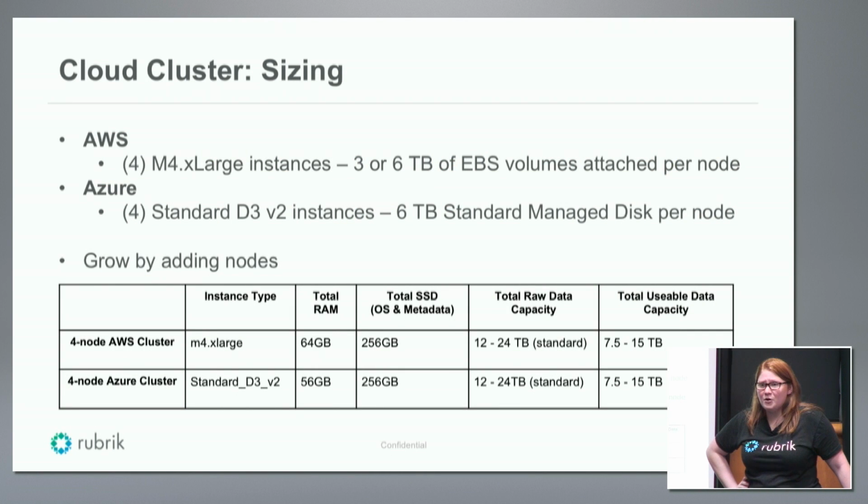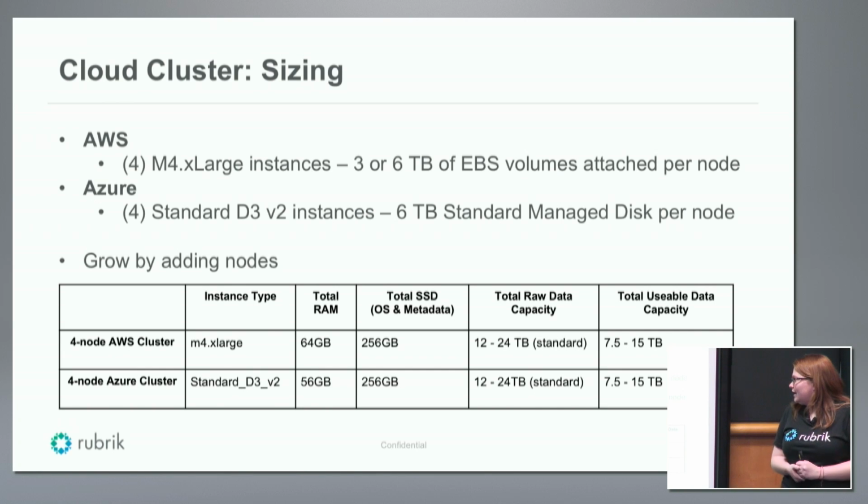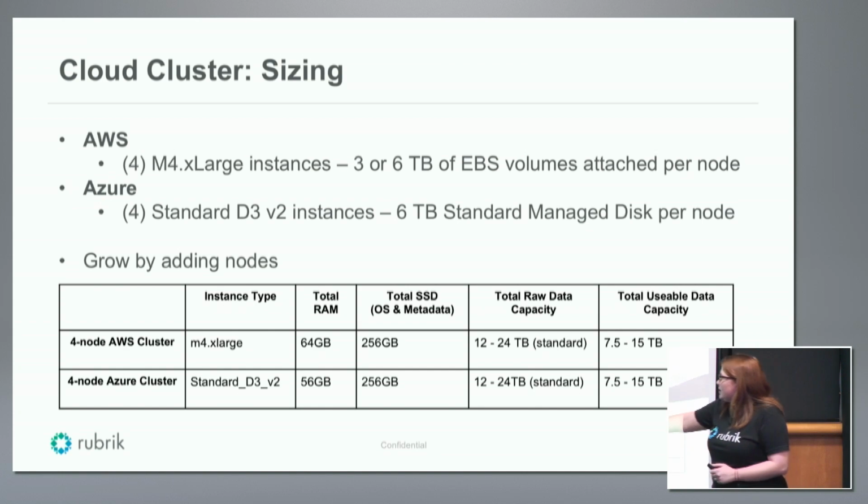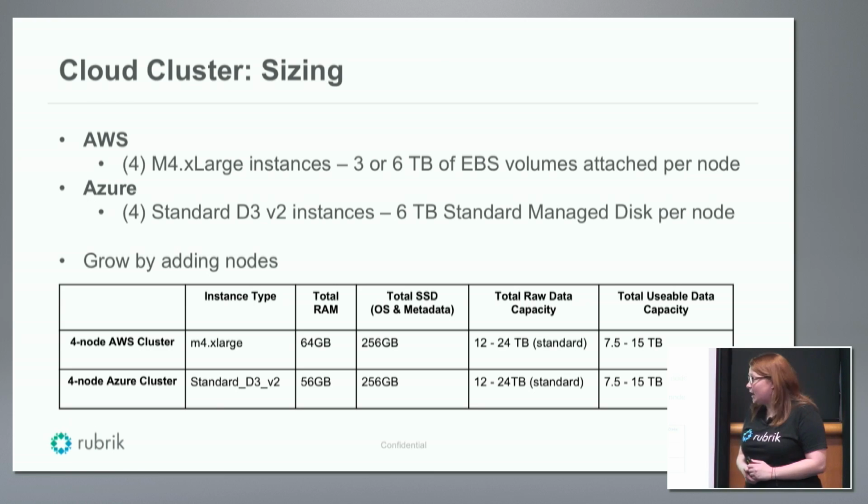Numbers, kind of important when it comes to planning. So here is the sizing information that you need. What's of note here is that this is pretty comparable to what it is on premises. Okay? So again, minimum 4 nodes. We do have some options when it comes to AWS, whether you can do 3 or 6 terabytes, and that's where the 12 to 24 comes from for our raw data capacity.